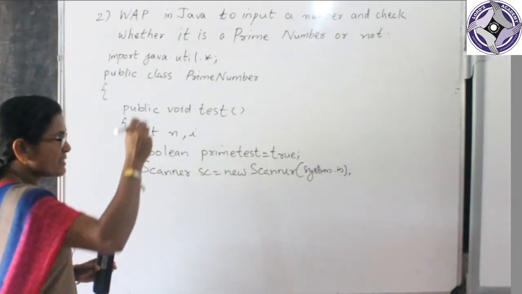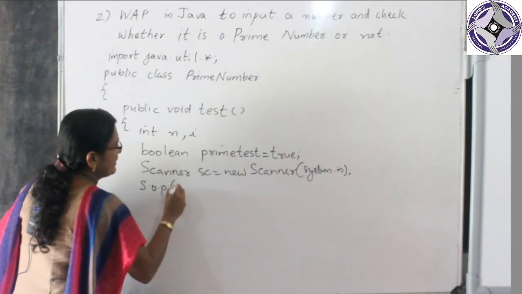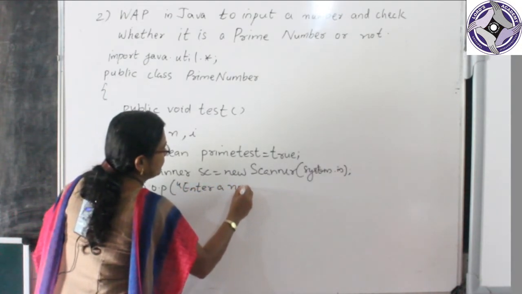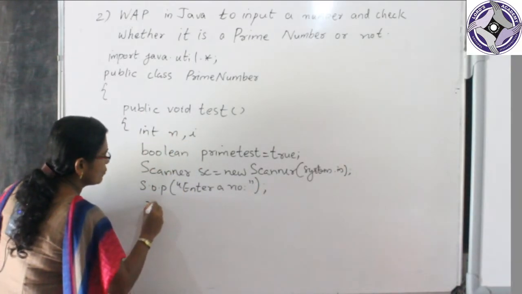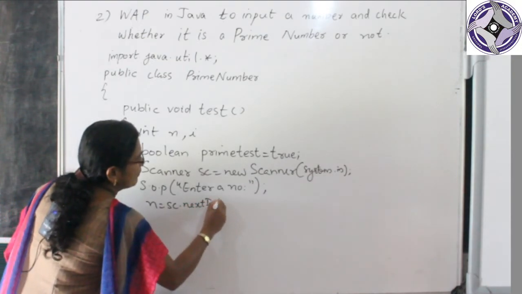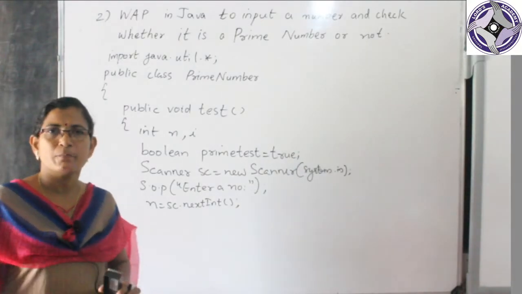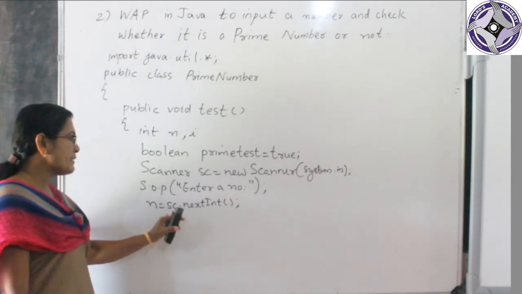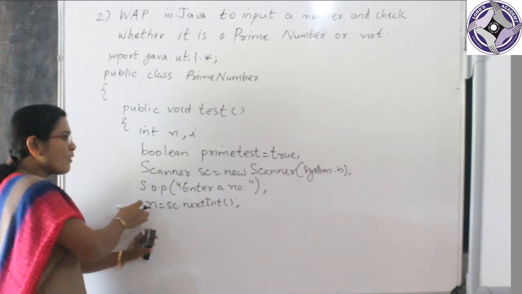Accept the number from the keyboard. System.out.println, enter a number. This number should be stored in n. n equal to sc.nextInt(). So we have accepted the number from the keyboard. Now we should start dividing the entered number n by all the numbers from 2 to the half of n.